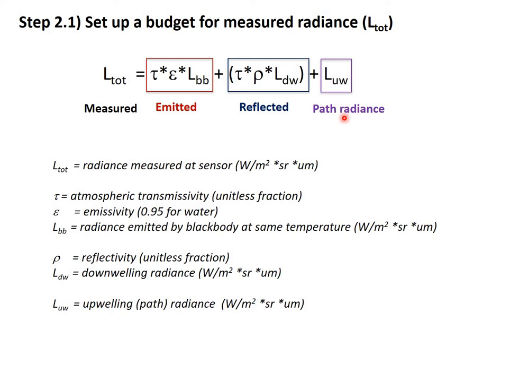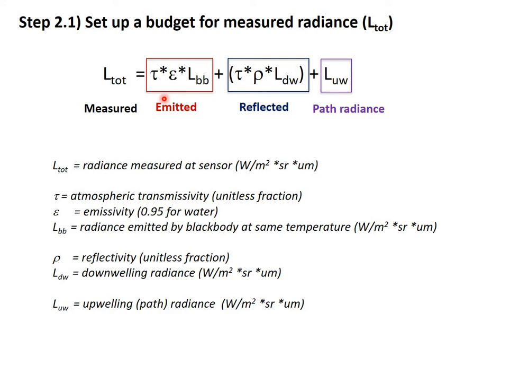Path radiance is photons that either were reflected off the atmosphere, or in the case of thermal remote sensing, photons that are actually emitted from the atmosphere, that might be emitted from clouds, because all warm matter emits radiation, including gases in our atmosphere. And those actually become significant in thermal remote sensing. Okay, so we've got emitted, reflected, and path radiance.